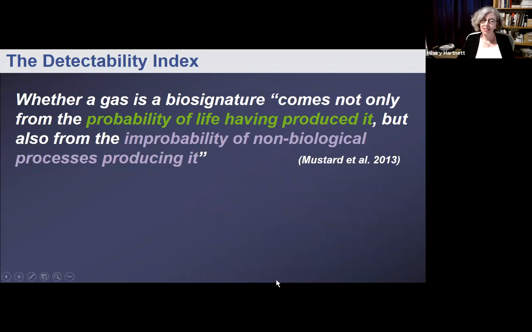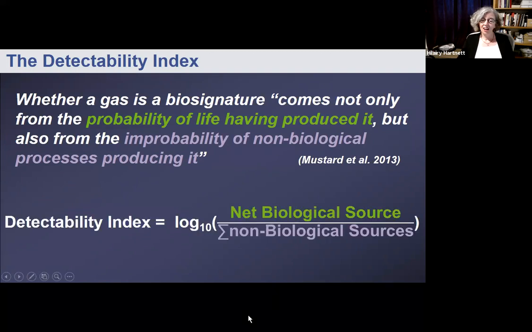For exoplanets, it's not going to be enough to say that a biosignature gas like oxygen could plausibly be produced by life. We also have to demonstrate that it is implausible for that oxygen signal to be produced abiotically. The ASU Nexus team has developed the Detectability Index as an effort to quantify these two things. It generates a range of values rather than the yes-no answer to detectability, which is nice. And it is essentially the biological source of a biosignature gas like oxygen relative to the non-biological sources.